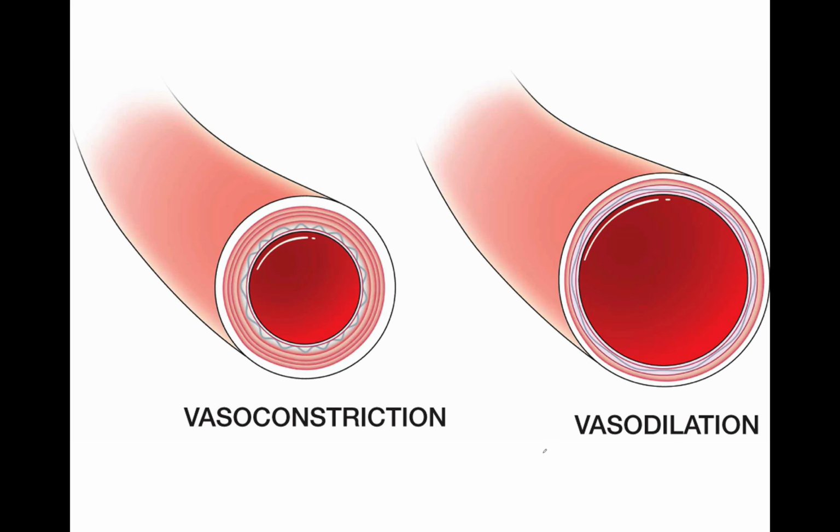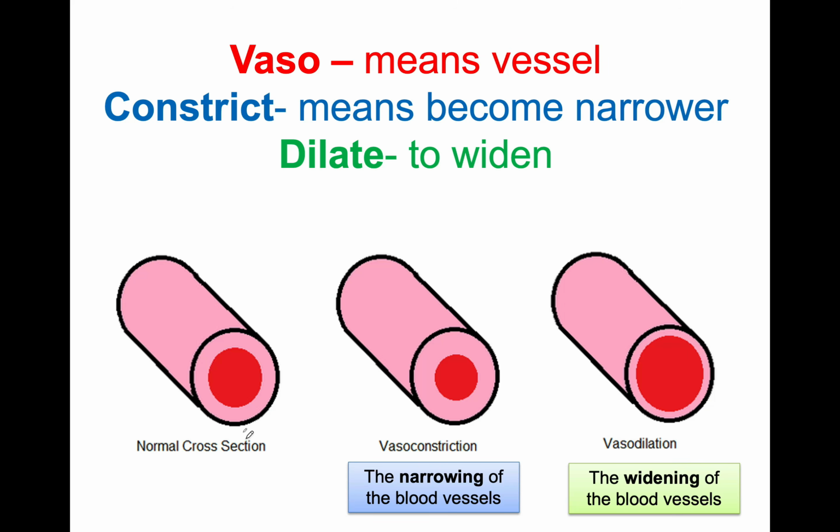vasoconstriction and vasodilation. Now the word vaso comes from transport, right? And in our body, what plays a role in transport are the blood vessels. If we had to look at the cross-section of a blood vessel, this is what a normal blood vessel will look like. This is known as the lumen. It is the space in which the blood is going to flow.